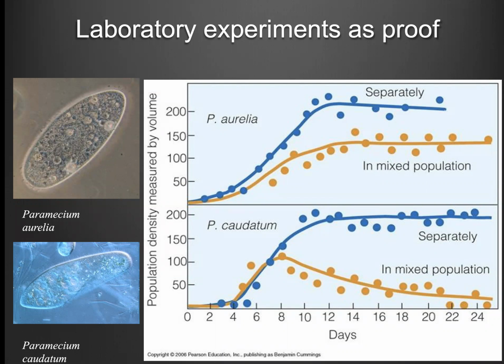I was thinking that maybe the Aurelia species is K-selected. Okay, why so? Well, it doesn't seem to exhibit fast growth, and it looks like it's competing well in a mixed population.